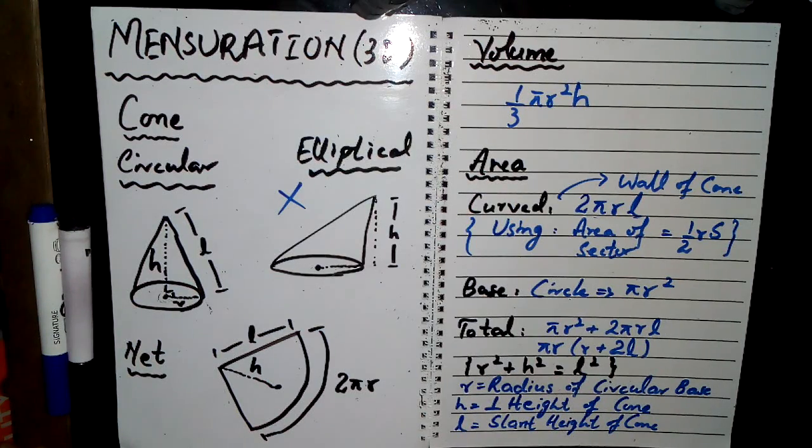I was discussing mensuration 3D in the previous video where we discussed the cylinder. Now I am discussing the cone. Basically we have two types of cones: one is the circular cone and one is the elliptical cone. The elliptical cone is not in our syllabus, so I am discussing the circular cone.